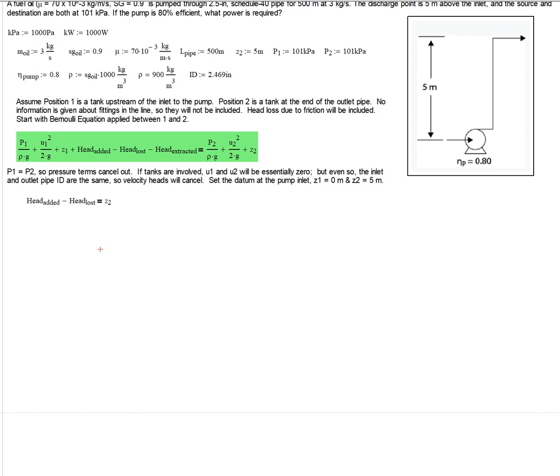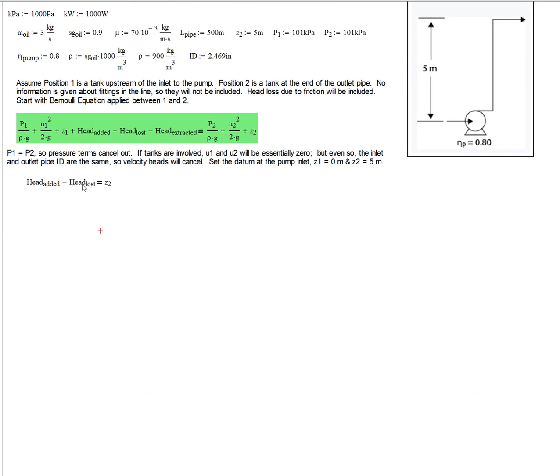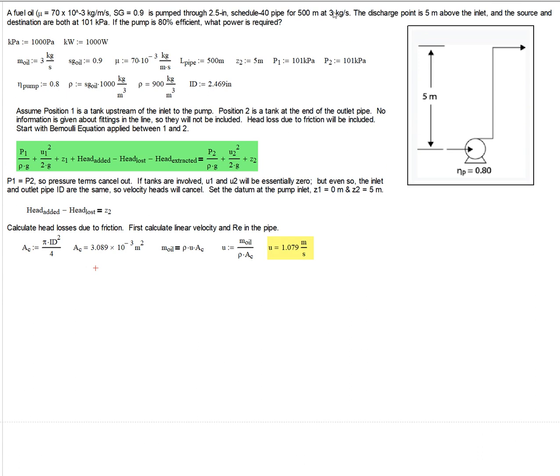So what we need to do then is calculate the head loss, which is just due to friction between the fluid, the oil, and the pipe walls. To do that, we need the linear velocity and the Reynolds number of our fluid flowing through the pipe. What do we know? We know the mass flow rate. We also know the diameter. So we can calculate the linear velocity. We calculate the cross-sectional area of the pipe.